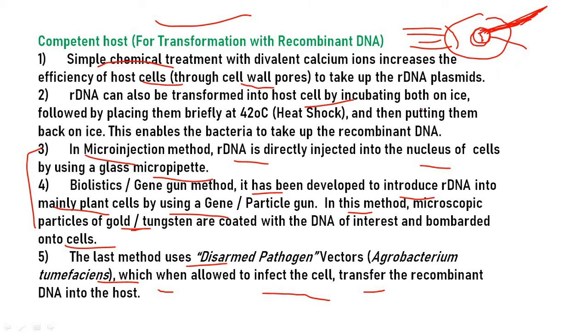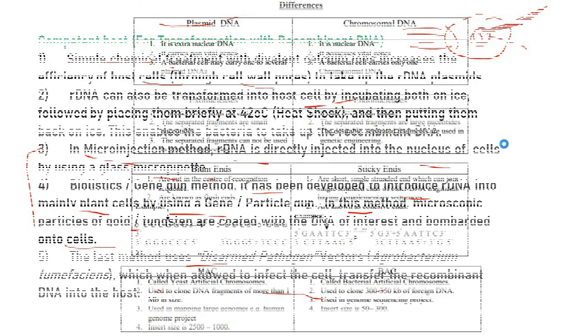Next, the particle gun, or gene gun, or ballistic gun method, where tungsten or gold particles coated with the desired genes are bombarded into the cells with great force. Special sprays are also used for this process.